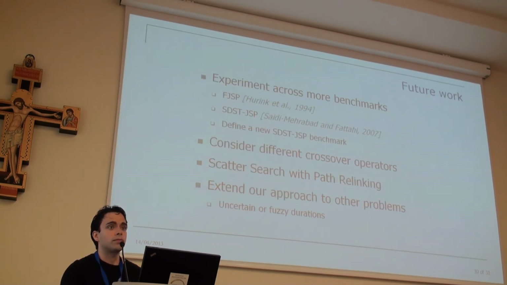For future work, well, first of all, experimenting across more benchmarks and even defining a new benchmark with setup times, because there are not many benchmarks. We would like to use bigger instances and more complicated instances. Also try different crossover operators and implement a scatter search method with path relinking. And finally, to extend this approach to other problems, like considering fuzzy durations for the tasks.